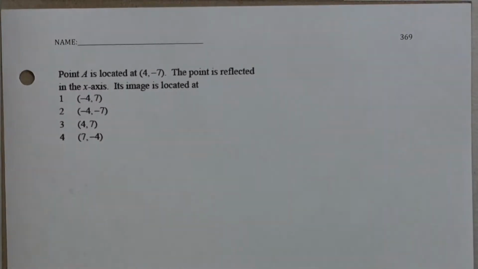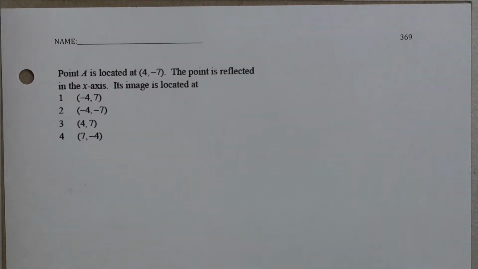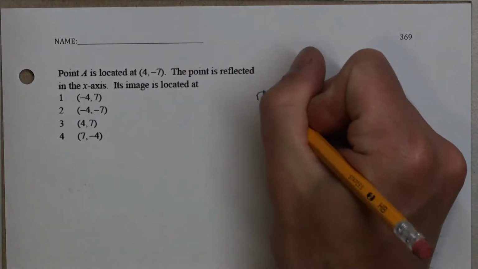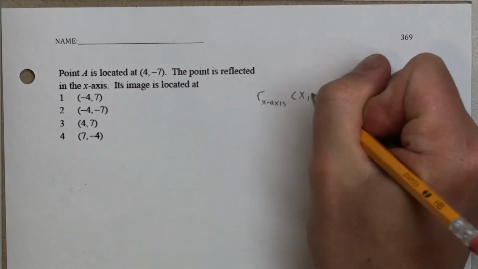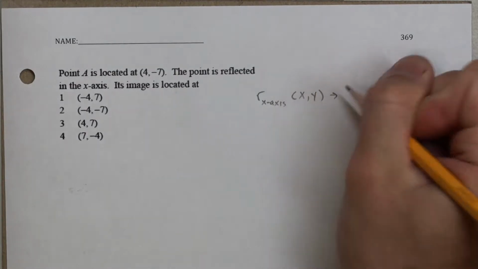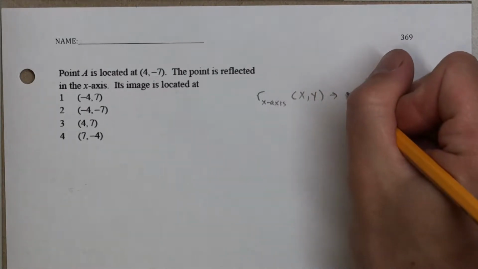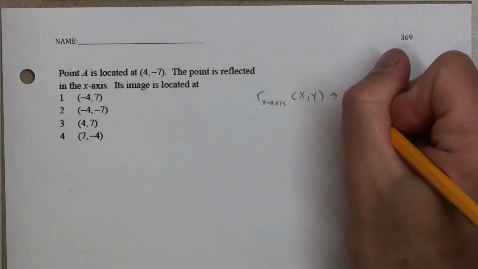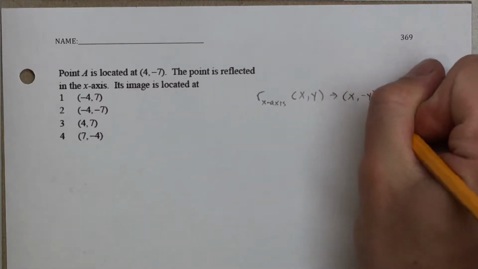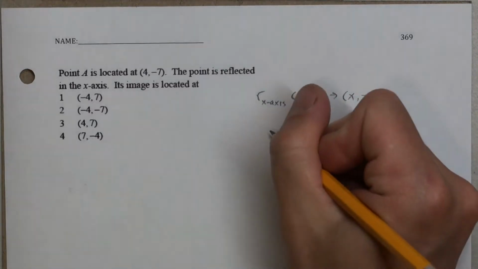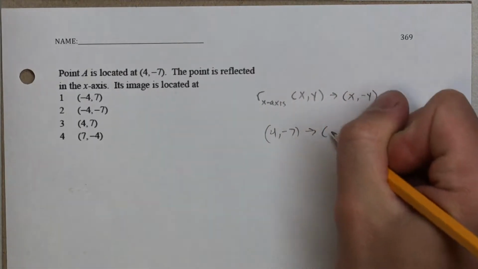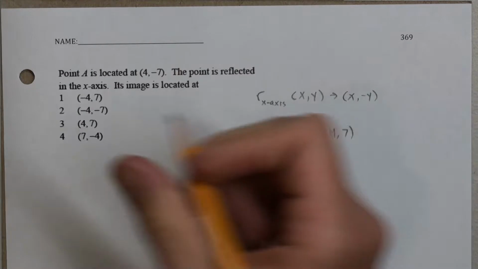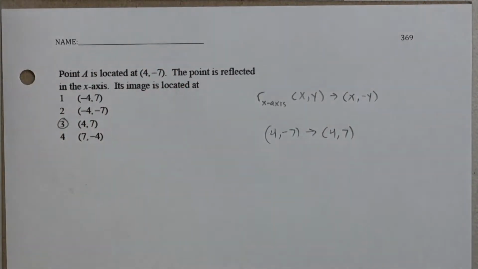Point A is located at 4 comma negative 7. The point is reflected in the x-axis, so a reflection in the x-axis takes x comma y and turns it into x comma negative y. So 4 comma negative 7 will go to 4 comma 7, which is choice 3.